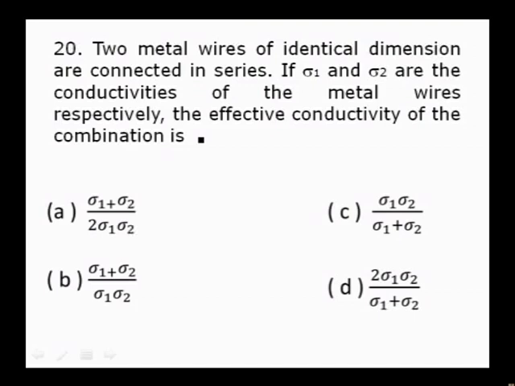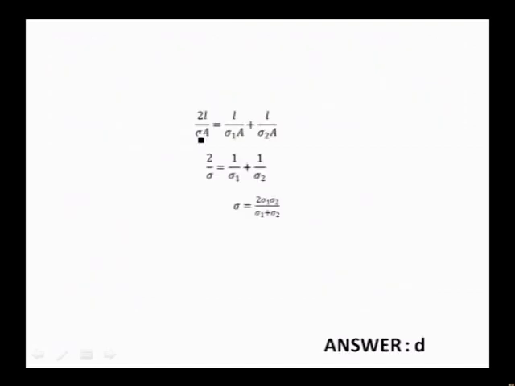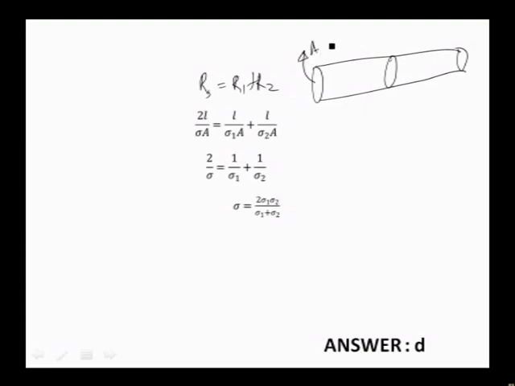Okay. The solution for this: we are going to connect the two identical metals. So R is equal to R1 plus R2, that is a series combination. For a series combination, you have two identical wires. The area of these two is the same. The length of each I would like to take as L, because the length is also the same, but the conductivity of this one and this one is different.